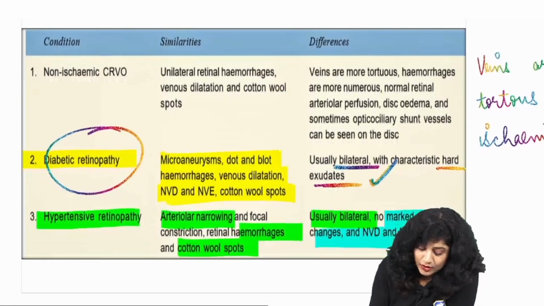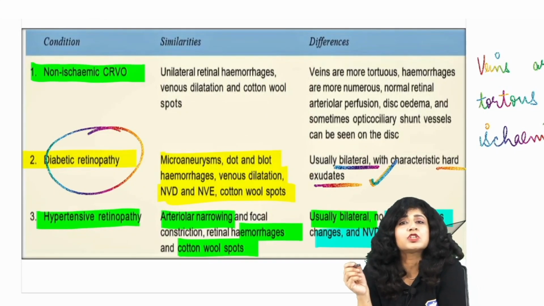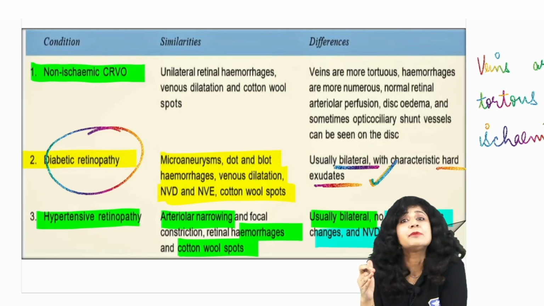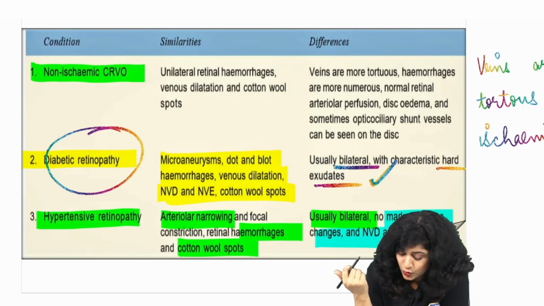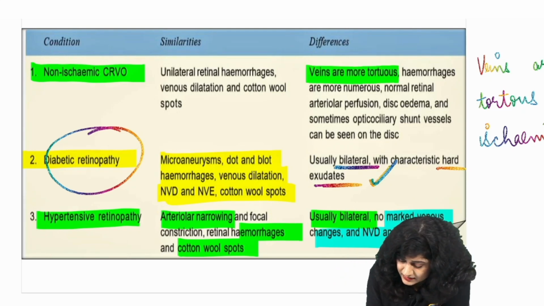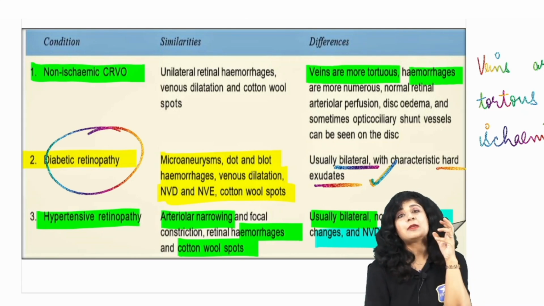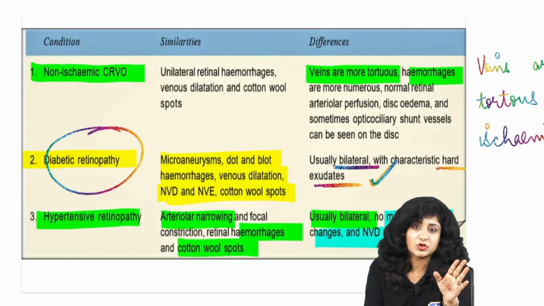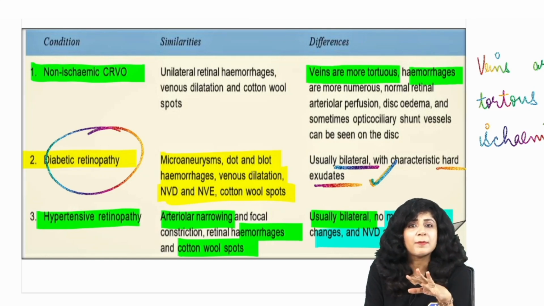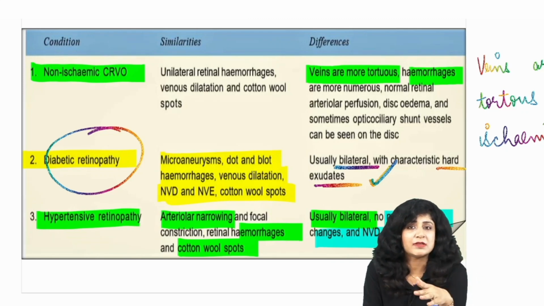And above all, we can also think about the non-ischemic CRVO. Non-ischemic CRVO has very similar changes to the ocular ischemic syndrome, but always remember veins are more tortuous, hemorrhages are more, and you have the typical splashed tomato appearance that you are not going to get in ocular ischemic syndrome. So a very, very important topic covering so many things. DDs are again important and the fundus images too.